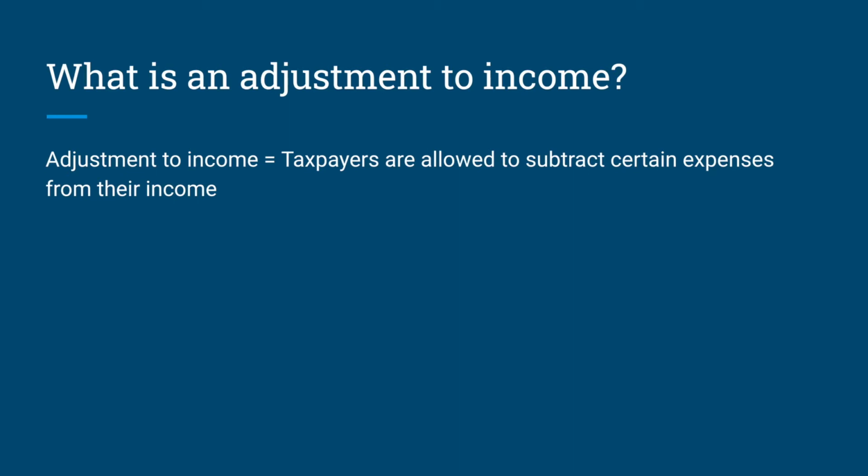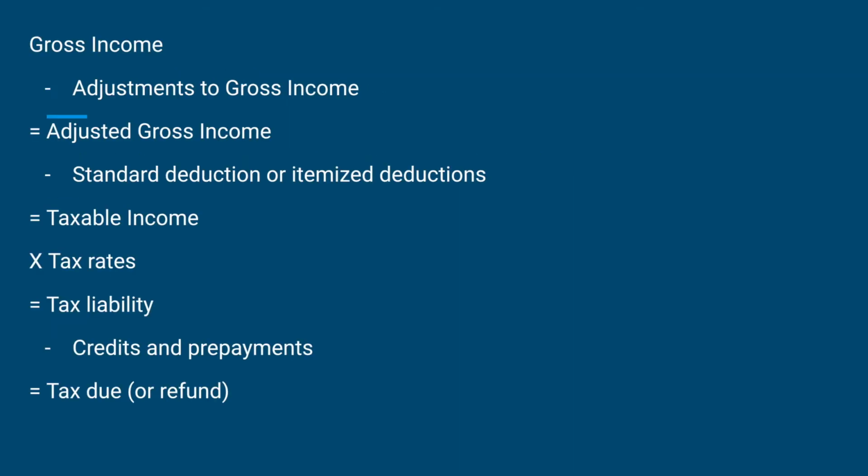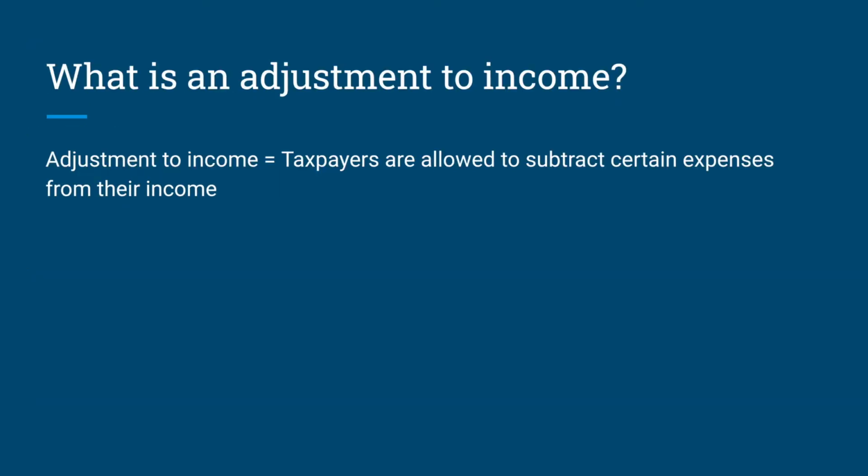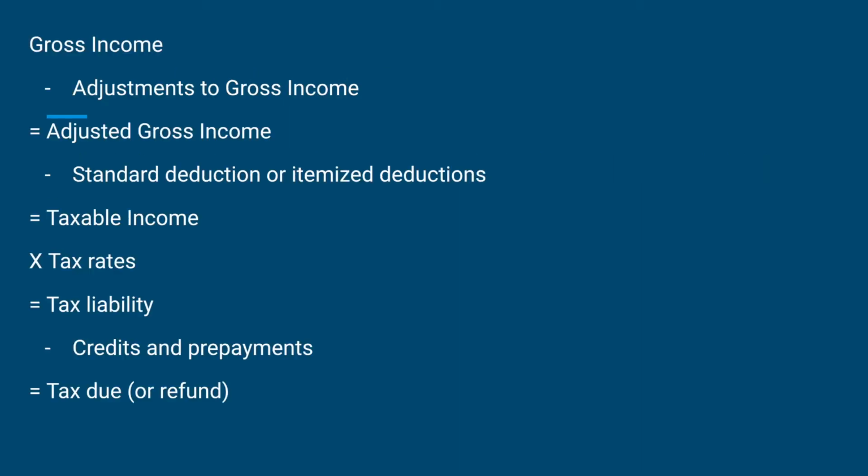So the question that you probably have is, what is an adjustment to income? Because that is not very specific, and unfortunately the definition that we are given from the IRS is also not super specific. Basically what an adjustment to income is that taxpayers are allowed to subtract certain expenses from their income, which we can see on this slide here if we go back one. And so really the way to think about adjustment to income mostly is that it's very similar to a deduction, but it's just different in where it is applied in the steps when we're eventually calculating the tax due or refund at the end. It just gets taken out earlier.